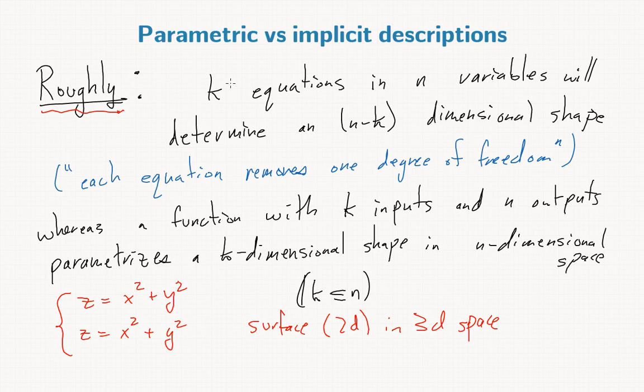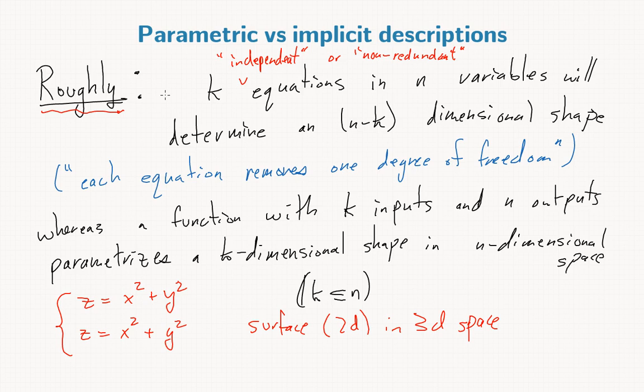So the equations need to be independent or non-redundant in a certain sense. This can be measured by the Jacobian, so we'll discuss exactly the condition once we get to it.